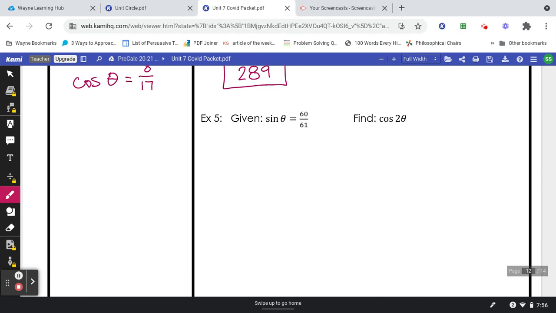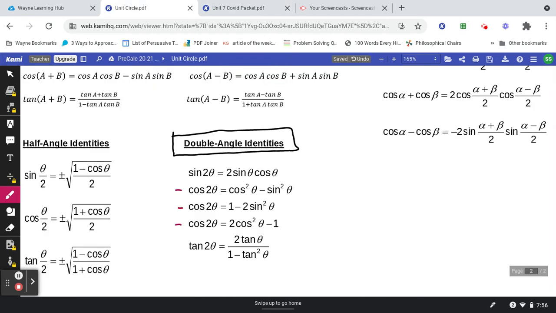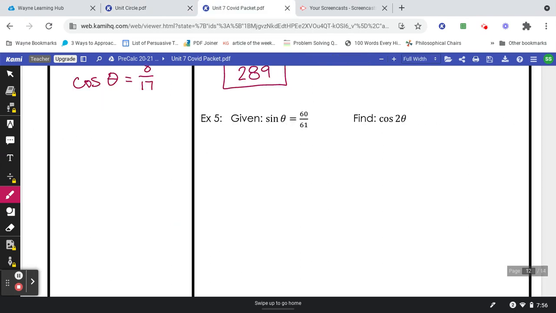So they gave us sine, so we want to choose the one that just has the sine in it. This one. 1 minus 2 sine squared theta. And that way we don't have to make a triangle. All right, I'll put 1 as 1 over 1, 2 over 1, and 60 squared over 61 squared.